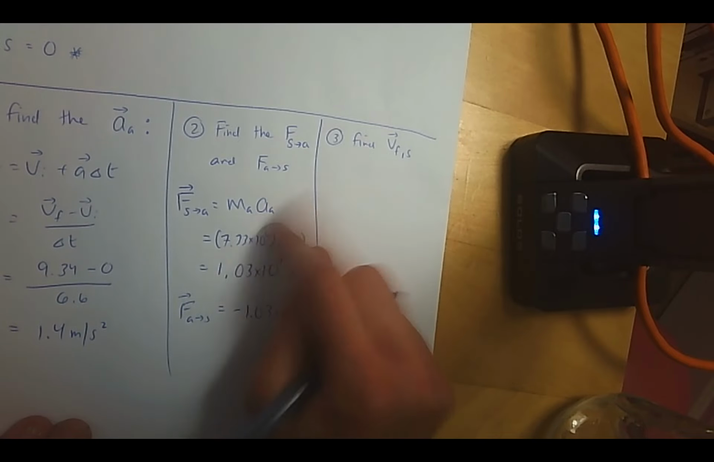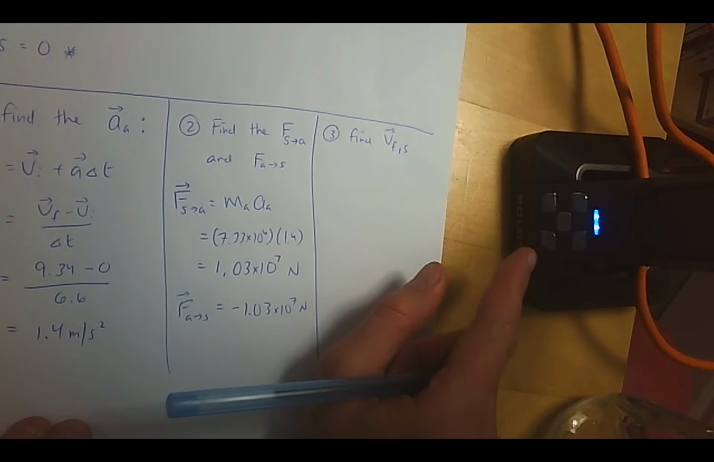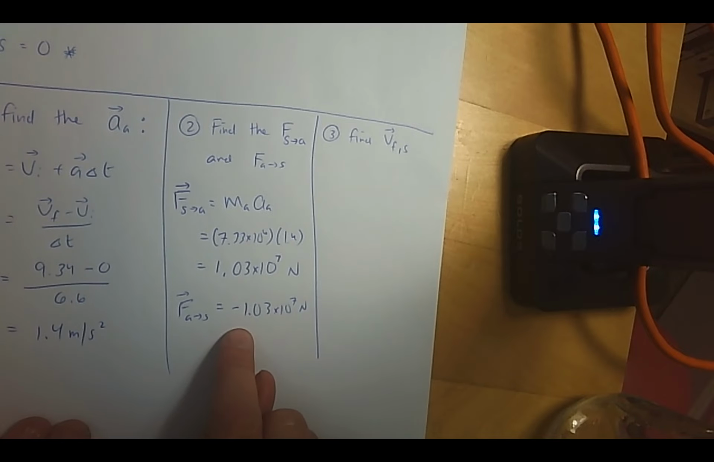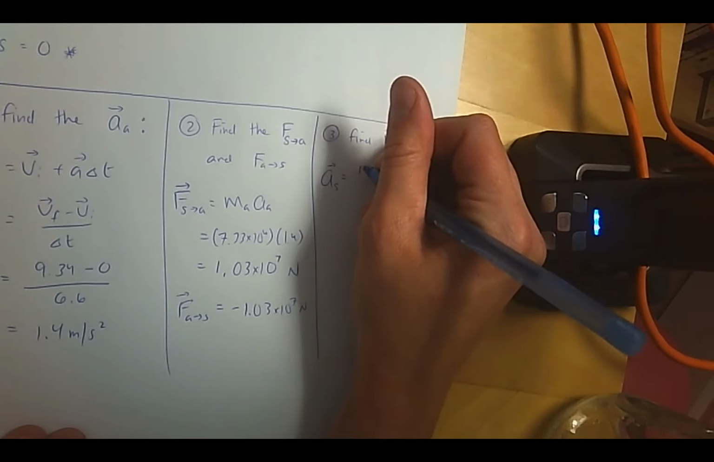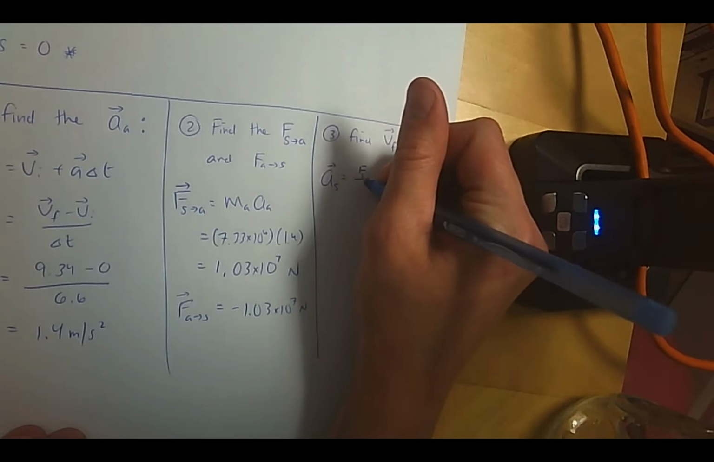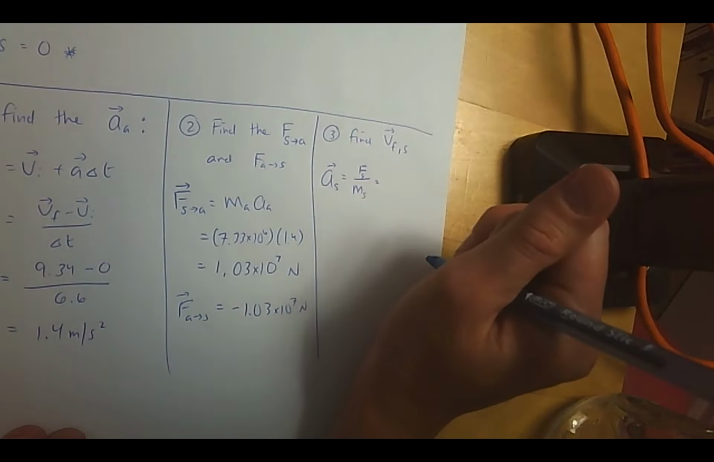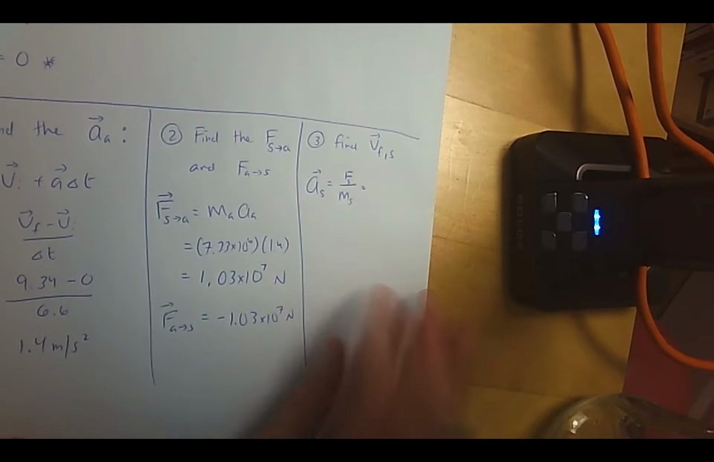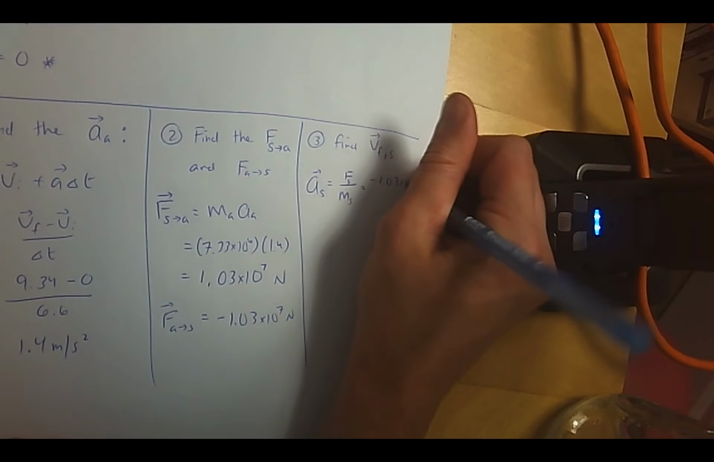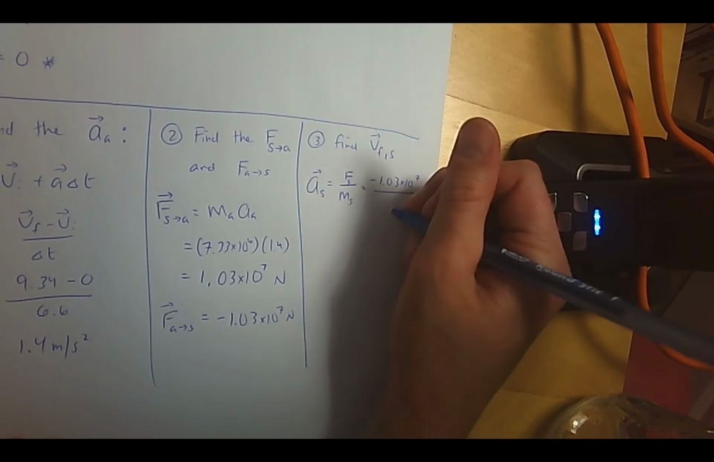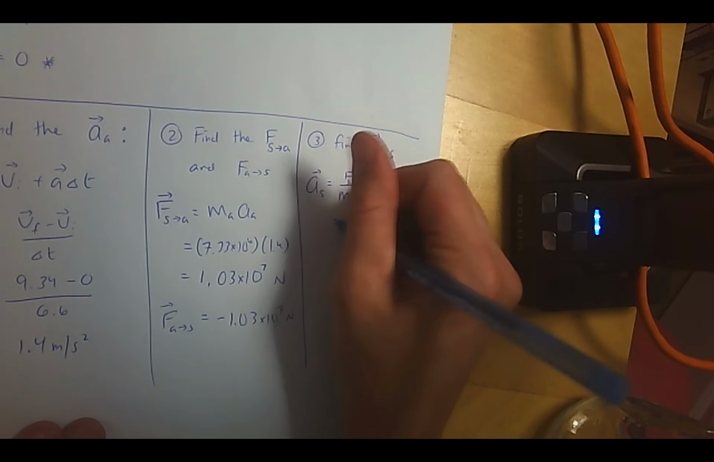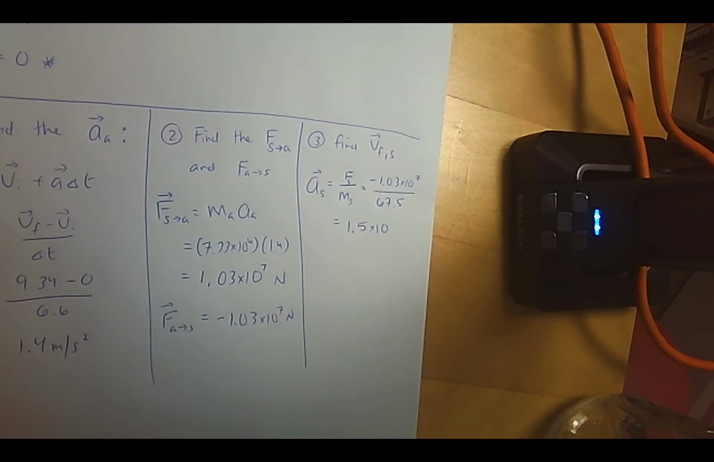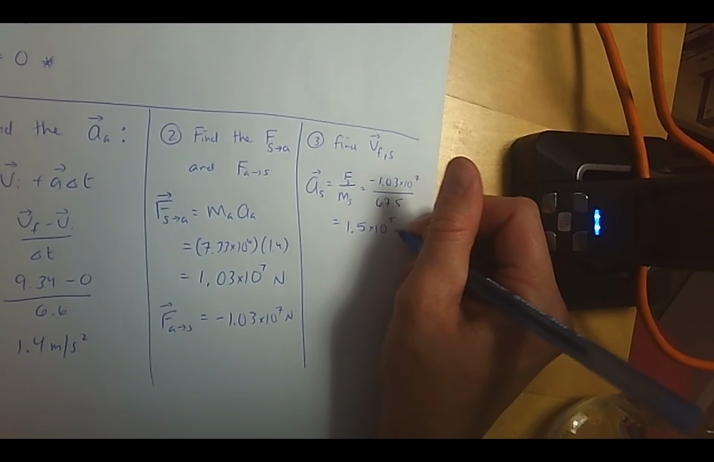And I guess there's a 2.5 step, or really a step 3 and then a step 4. But I need to find the acceleration of Superman from this. So the acceleration of Superman is going to be equal to the force on Superman divided by the mass of Superman. So that will be negative 1.03 times 10 to the 7th divided by 67.5. So the acceleration of Superman is 1.5 times 10 to the 5th meters per second squared.